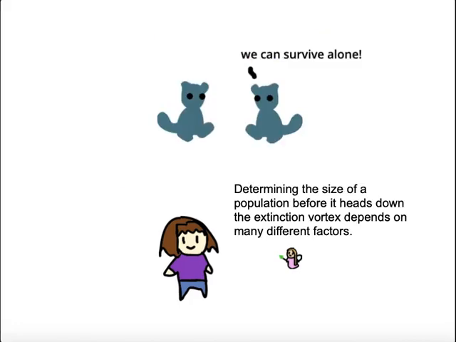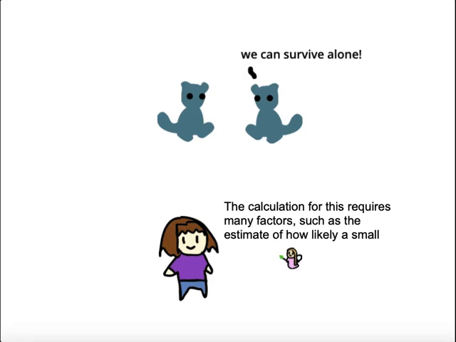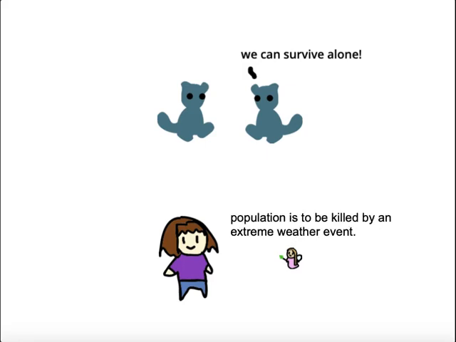Determining the size of a population before it heads down the extinction vortex depends on many different factors. The minimal population size that allows a species to sustainably survive is called the minimum viable population. The calculation for this requires many factors, such as the estimate of how likely a small population is to be killed by an extreme weather event.